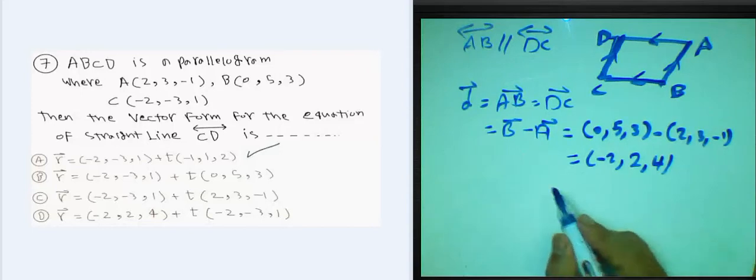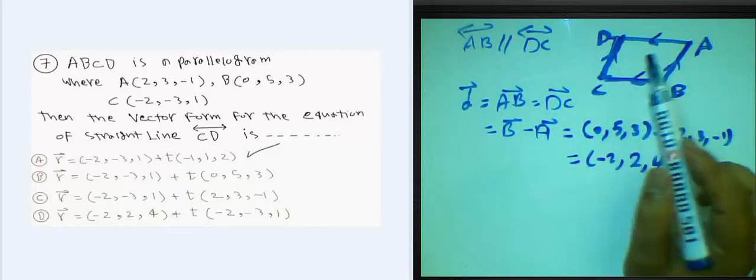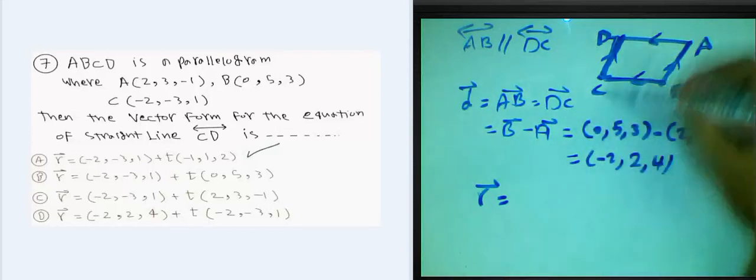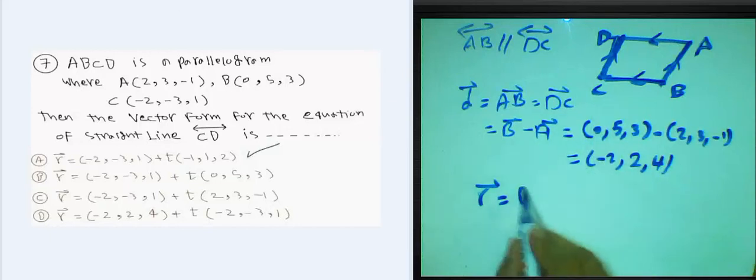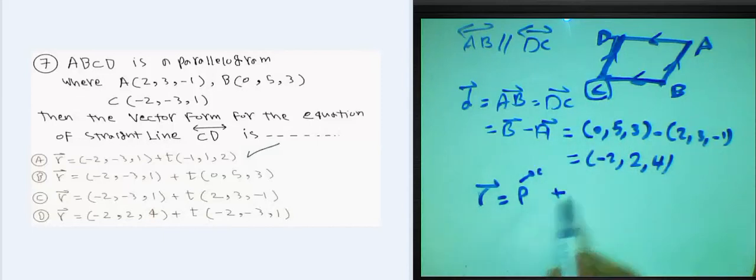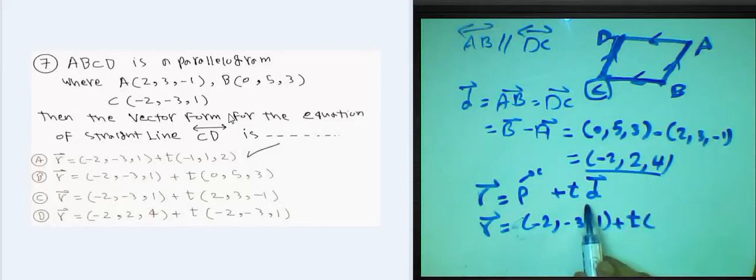Okay, this is the vector of the straight line. What is the equation of straight line CD? It passes through the point C, because we don't know the vector of D here, but he gives us the vector C. So you can write r, the equation of the straight line CD, equals the point C plus a constant multiplied by the vector D. Then r equals point C, which is (negative 2, negative 3, 1), plus constant t multiplied by the vector D. Vector D equals (negative 2, 2, 4).